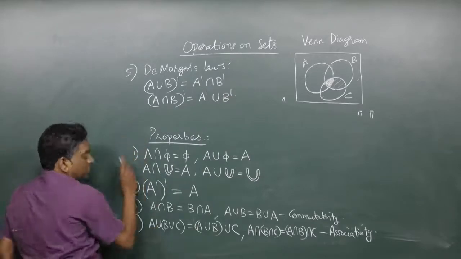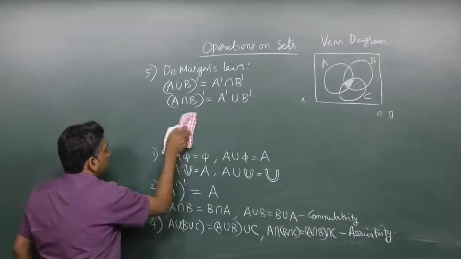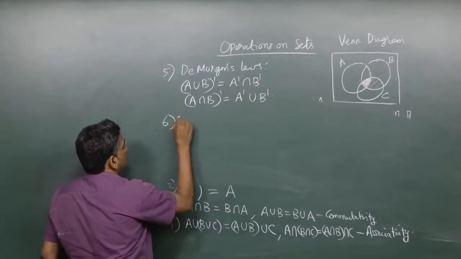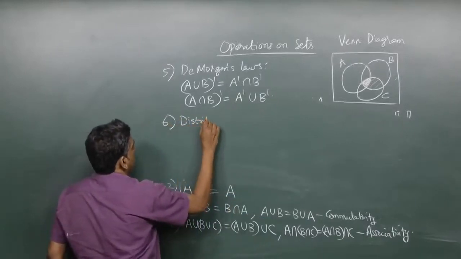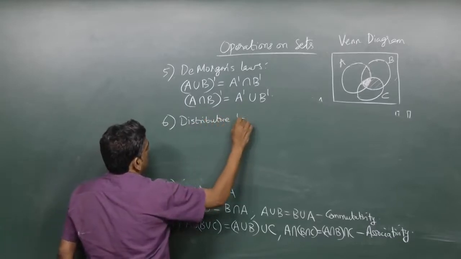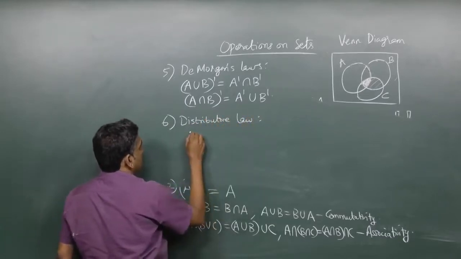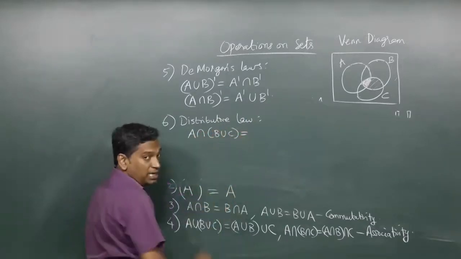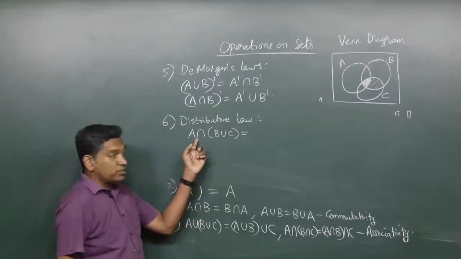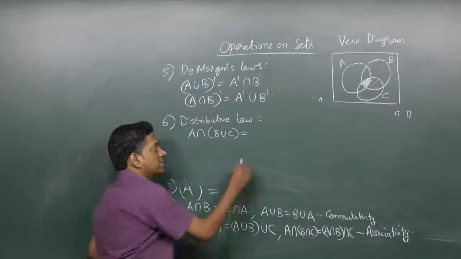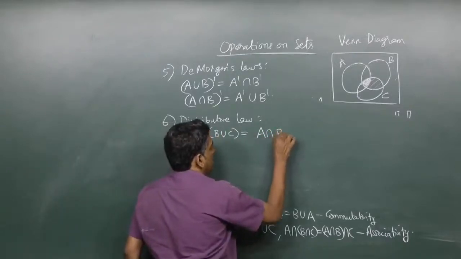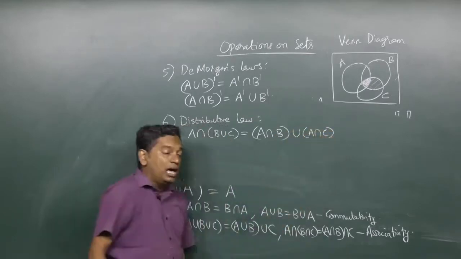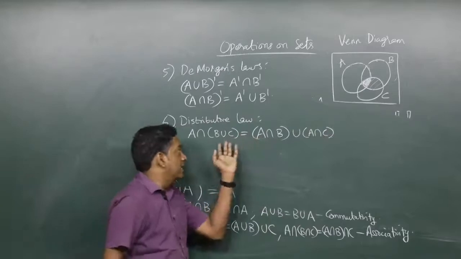One more law that we can list here is the distributive law, which says A intersection (B union C), you have the intersection of a union of two sets, will be (A intersection B) union (A intersection C). Again, this can be proved using Venn diagrams.